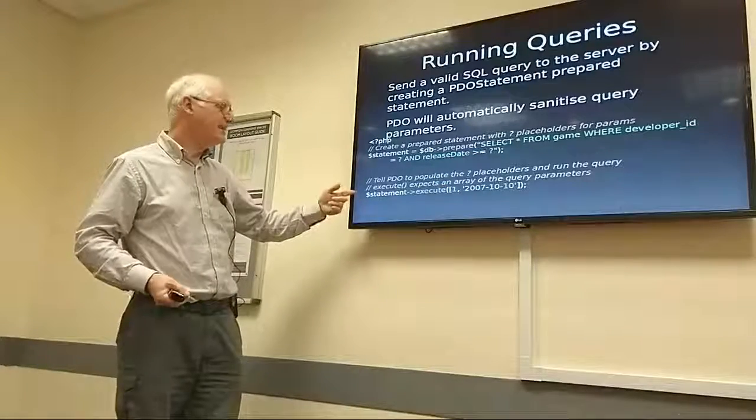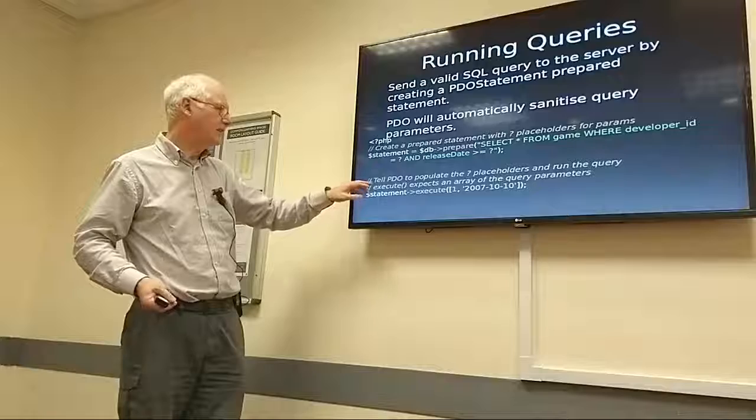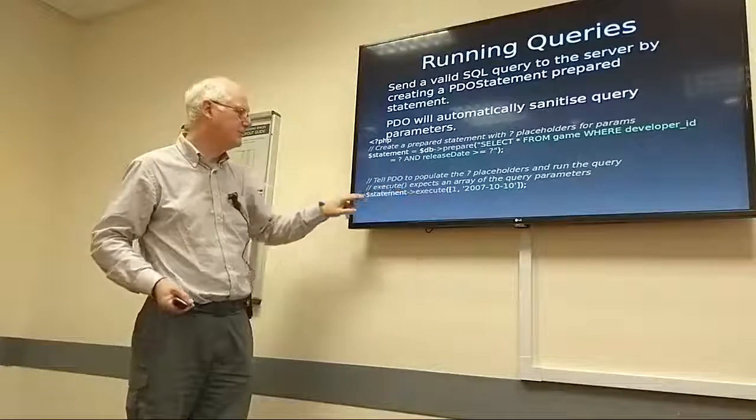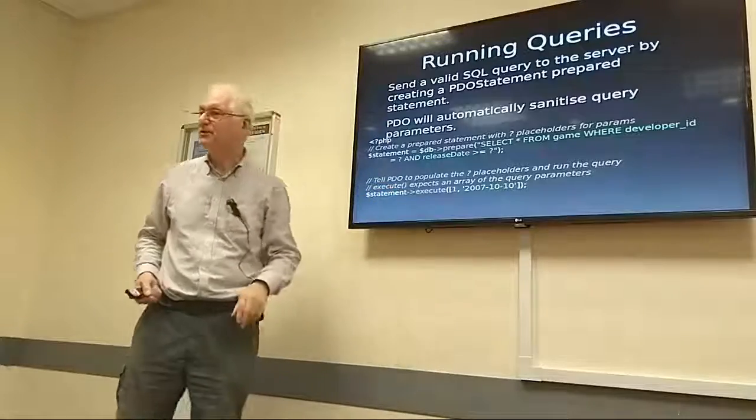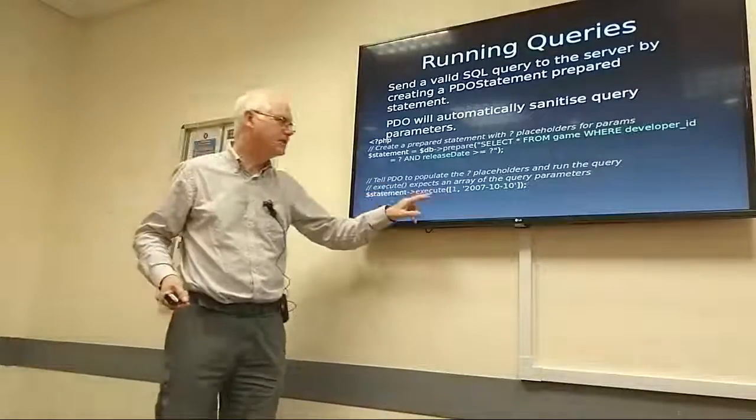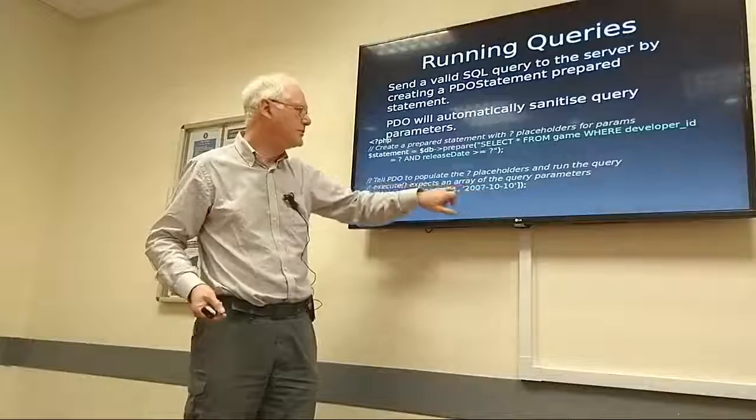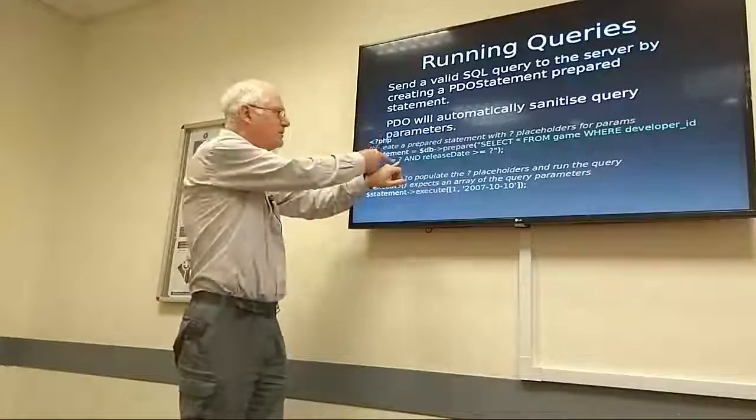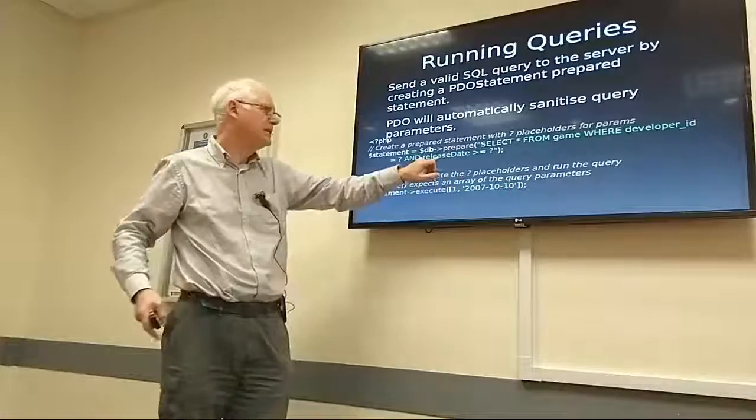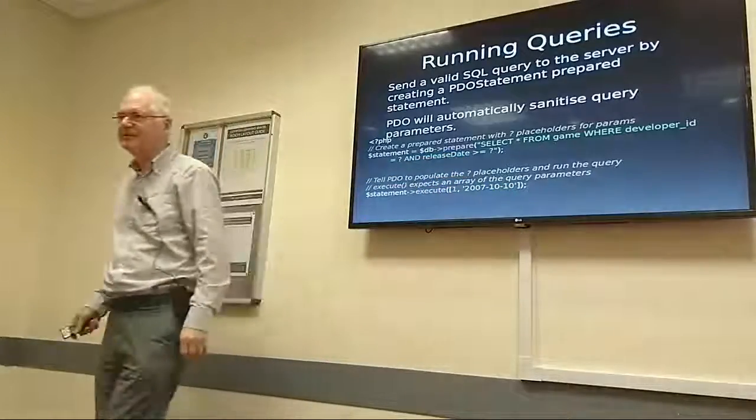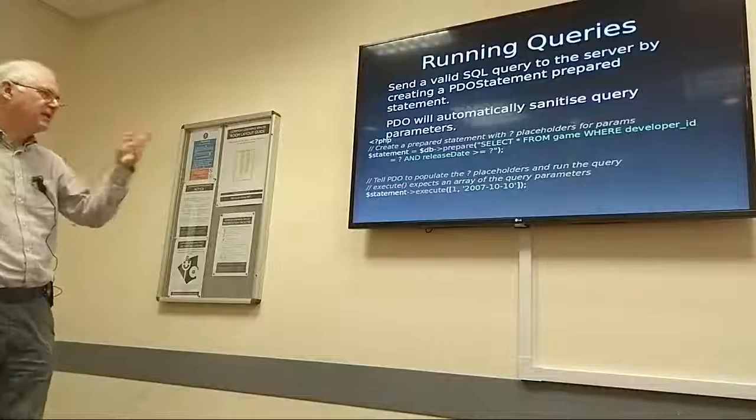When we want to then execute that statement, we can now do dollar statement, or if, as we see on a later slide where we decided that makes more sense to call it dollar query, it would be dollar query execute, and these are now the two values. One will go into developer ID equals 1, and 2007 1010 will go into release date greater or equal to 1. Okay, so that's how it works.